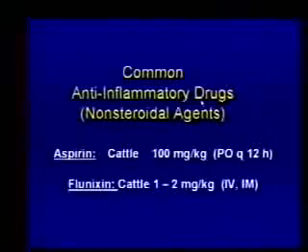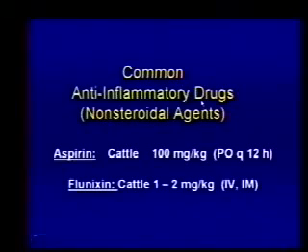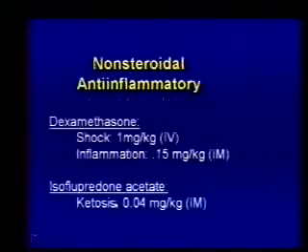And then finally, I'm going to leave you with some common anti-inflammatory drugs that are used. If you're going to use an anti-inflammatory treatment, aspirin works well in cattle, 100 milligrams per kilogram per os every 12 hours. Flunixin meglumine, 1 to 2 milligrams per kilogram IV or intramuscular. These two are excellent non-steroidal agents that can be used in toxic conditions or as fever reducers.